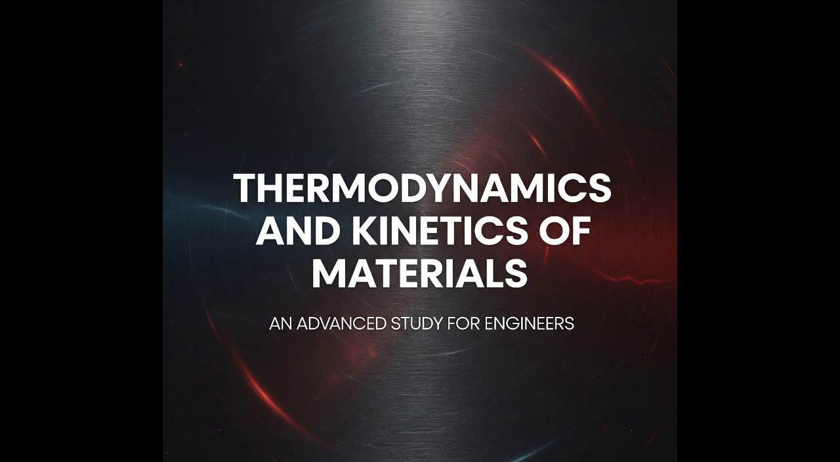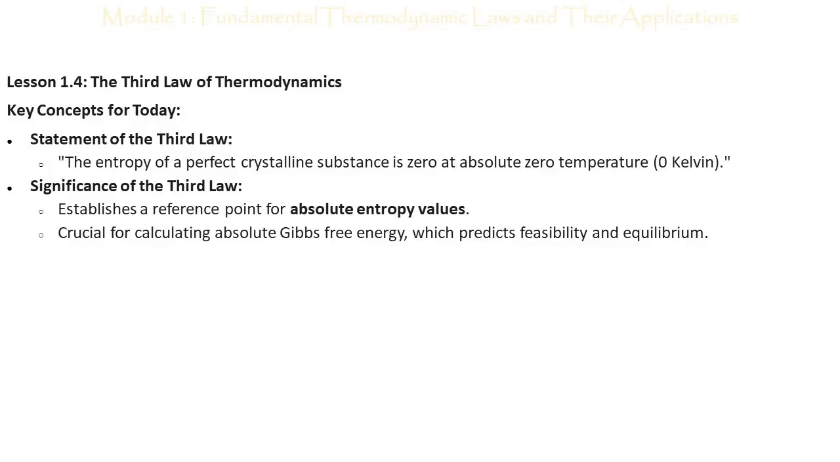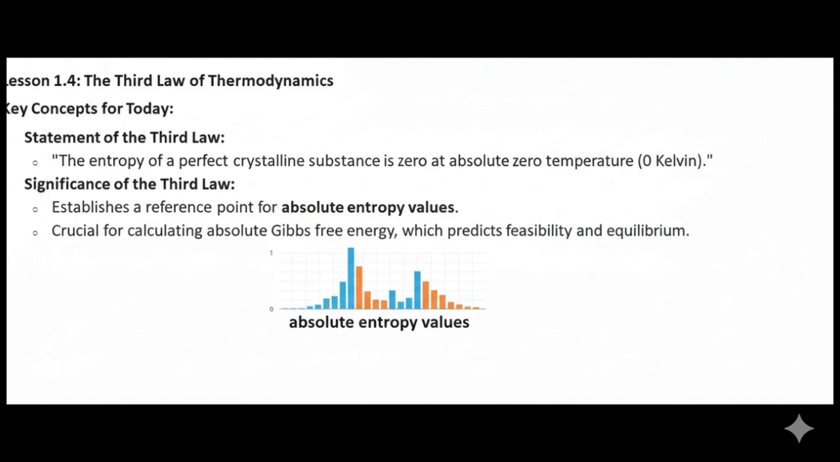In our previous lessons, we've explored the first law of thermodynamics, the conservation of energy, and the second law, which introduced the crucial concept of entropy and the direction of a spontaneous process. Now, we'll briefly cover the final piece of the puzzle, the third law of thermodynamics. While the first and second laws deal with changes in energy and entropy, the third law provides a crucial reference point, allowing us to determine absolute values of entropy.